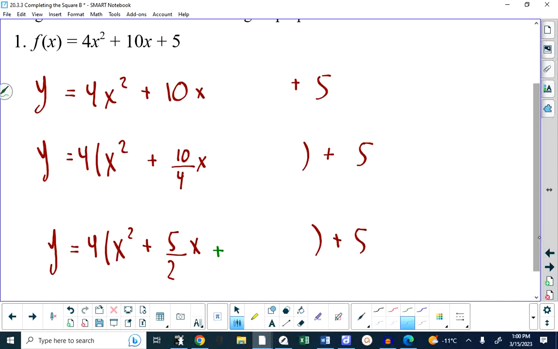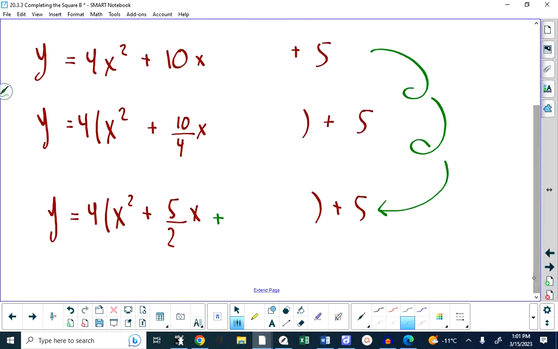I certainly believe, everyone, that you could very easily go directly to this line without writing out the middle line. 10 divided by 4 is 5 halves. Okay. So now what we need to do is divide 5 halves by 2 and square it. And you need to know how to do this without a calculator. Okay. So yes, if you're in a rush and you just want to know what it is, you can use a calculator. But we want to work in fractions and we want exact values.